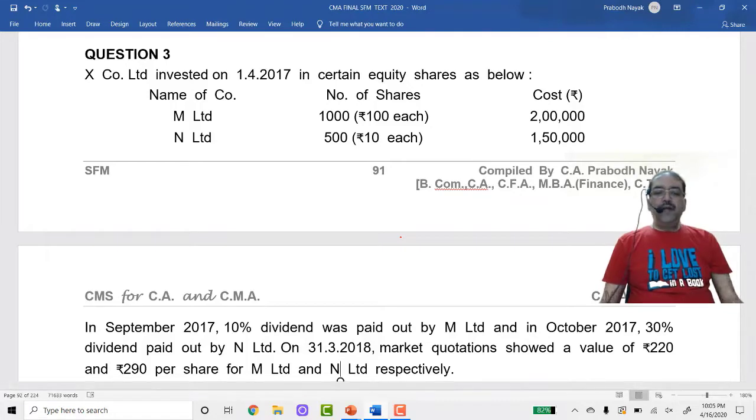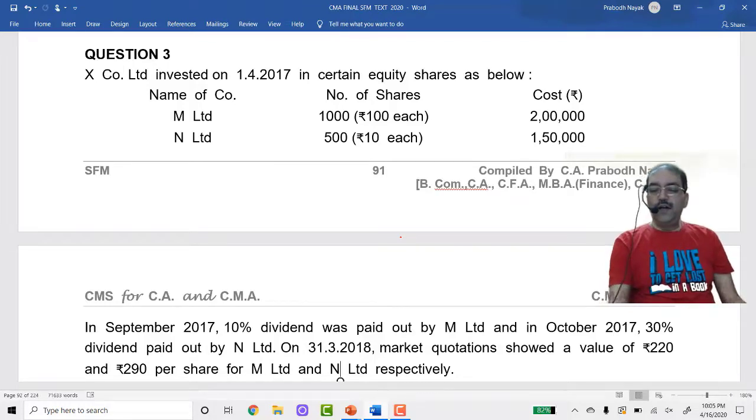X Company Limited invested on 1st April 2017 in certain equity shares as below. Name of company is given, M Limited, N Limited. Number of shares is given, 1000 shares of face value 100 each. Cost is 2 lakhs. Now what I want you to do is write down the value at which each share has been purchased.